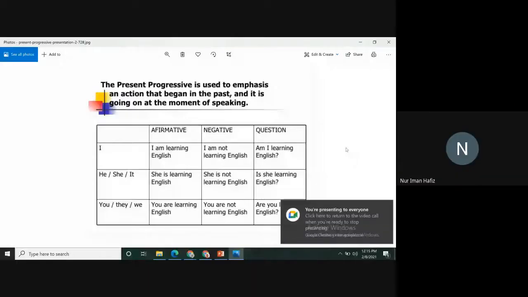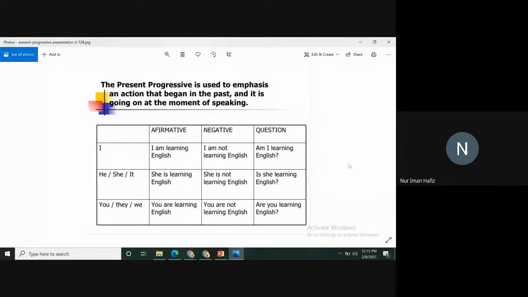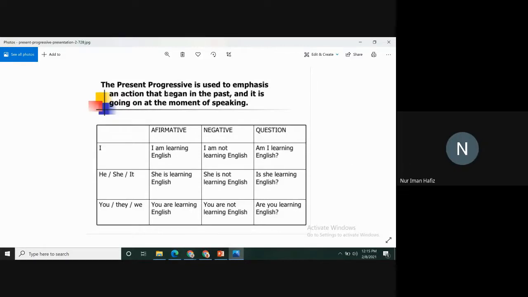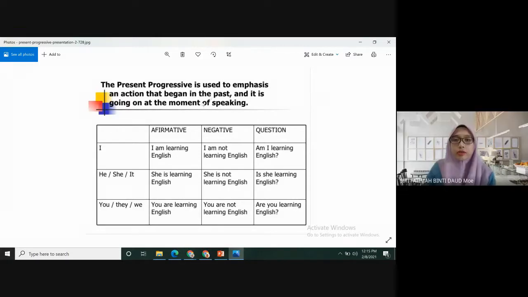Okay, the next one is the present progressive. Can you see this now? Please help me, can you see this? Yes. When you see the word present continuous, some grammarians use the word present progressive. Thank you for responding. Some people call it progressive, some people call it continuous, but they are the same thing. Benda yang sama. Nama yang sama.